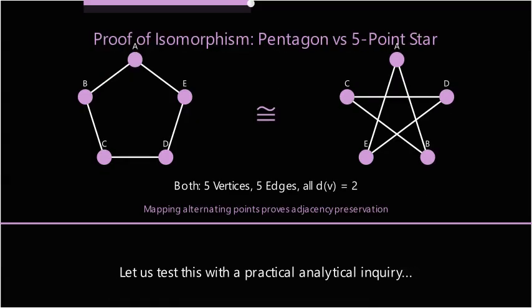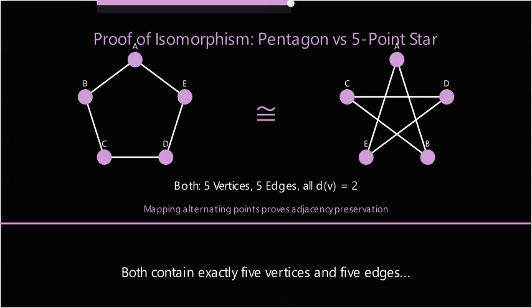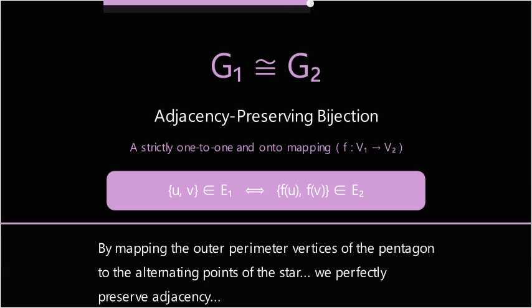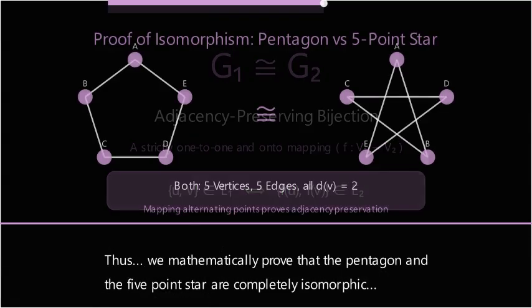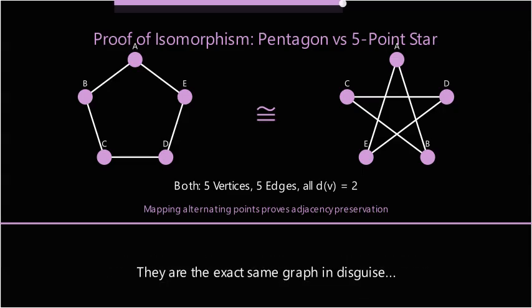Let us test this with a practical analytical inquiry. Proving structural isomorphism. Consider a pentagonal cycle graph C5 drawn as a standard convex pentagon, and another graph drawn as a self-intersecting 5-point star. Both contain exactly 5 vertices and 5 edges. Every single vertex in both graphs has a degree of exactly 2. By mapping the outer perimeter vertices of the pentagon to the alternating points of the star, we perfectly preserve adjacency. Thus, we mathematically prove that the pentagon and the 5-point star are completely isomorphic. They are the exact same graph in disguise.